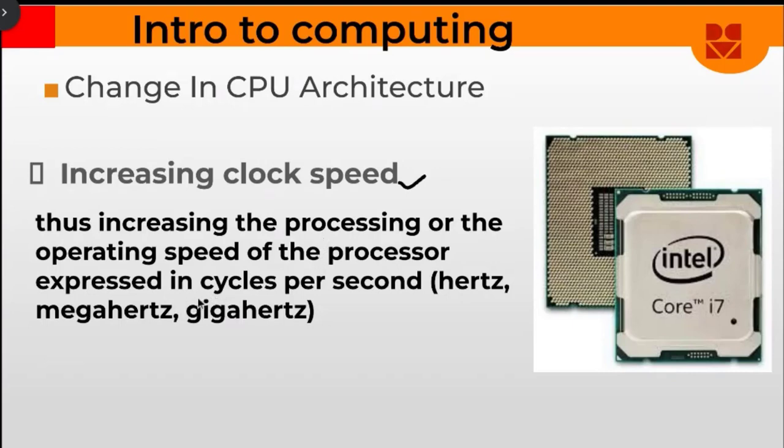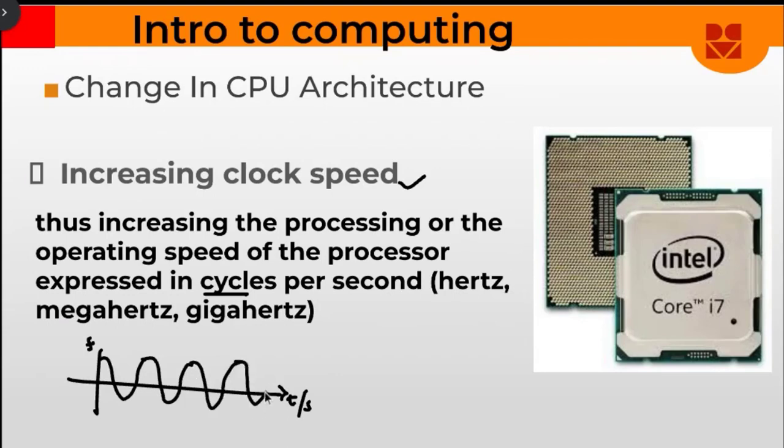And then clock speeds are measured in cycles per second. So if we have, let's say, time here, measured in seconds, and this is our frequency, then this will be 1 cycle, 2 cycles, 3 cycles, 4 cycles. So basically this would be 4 hertz.